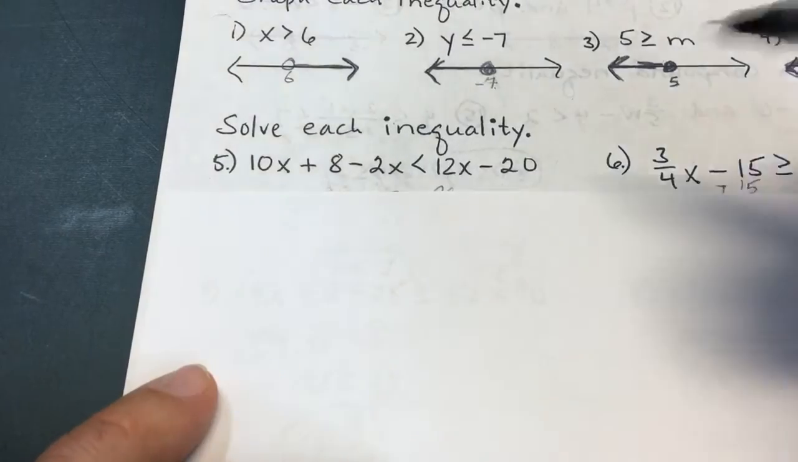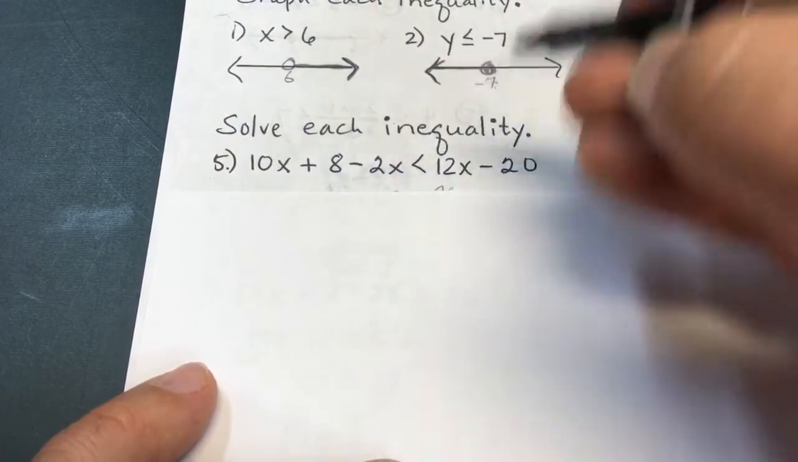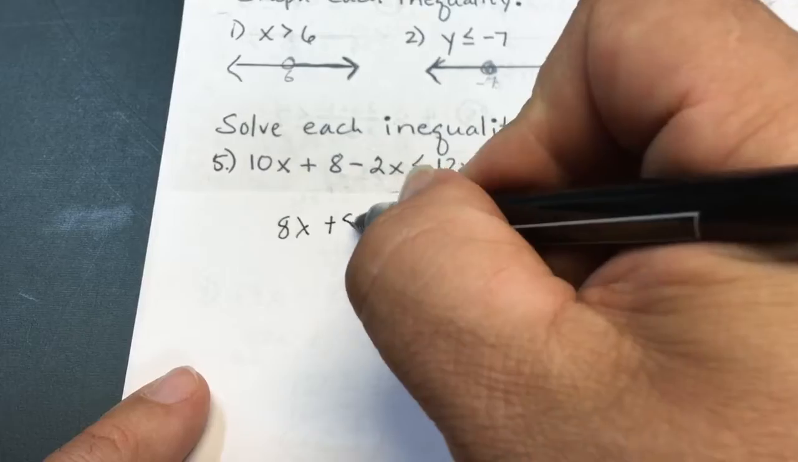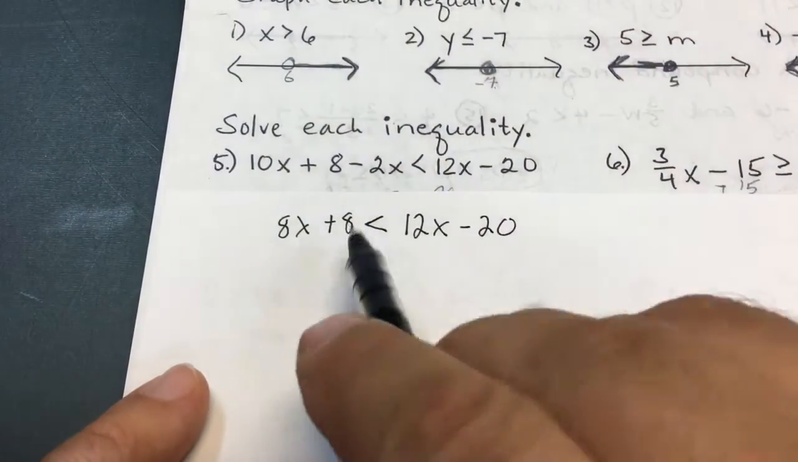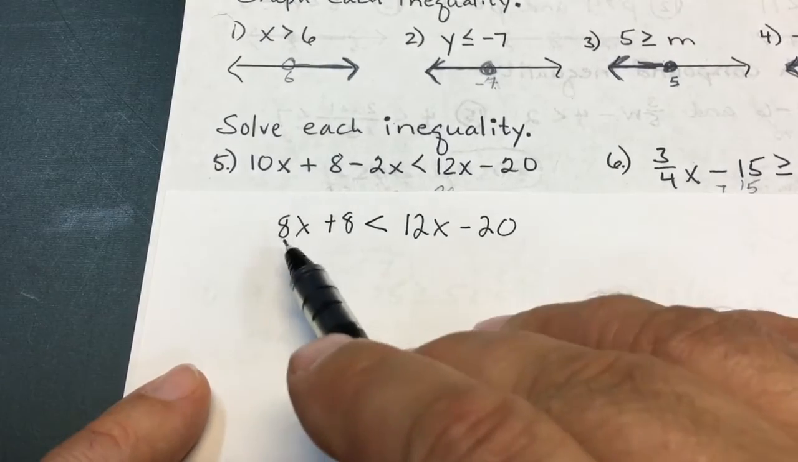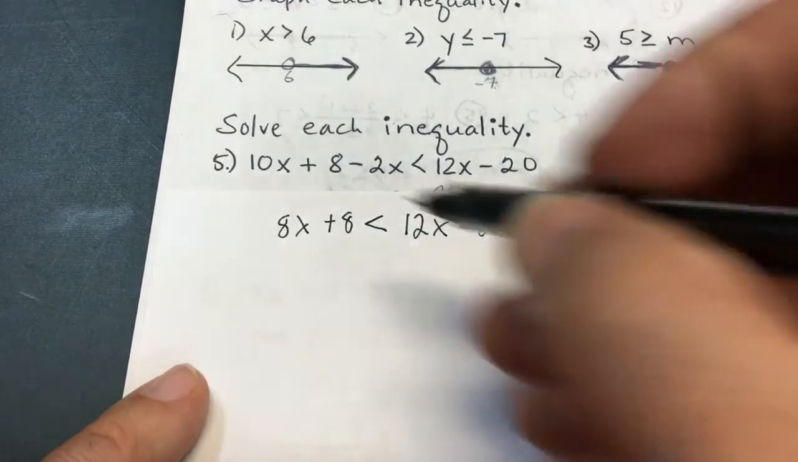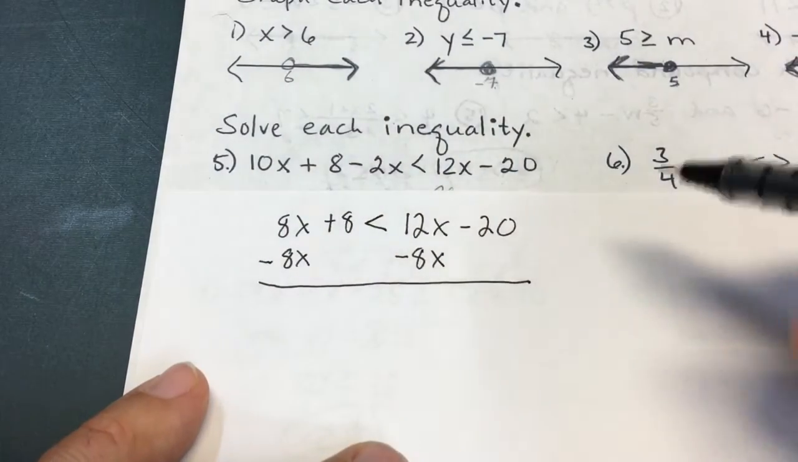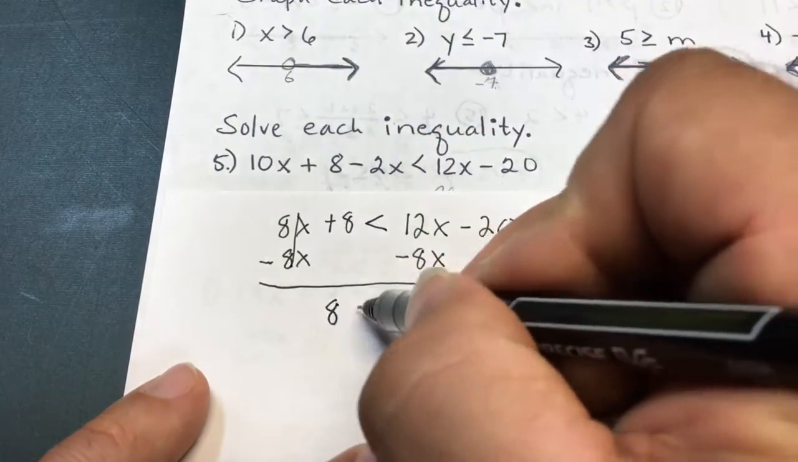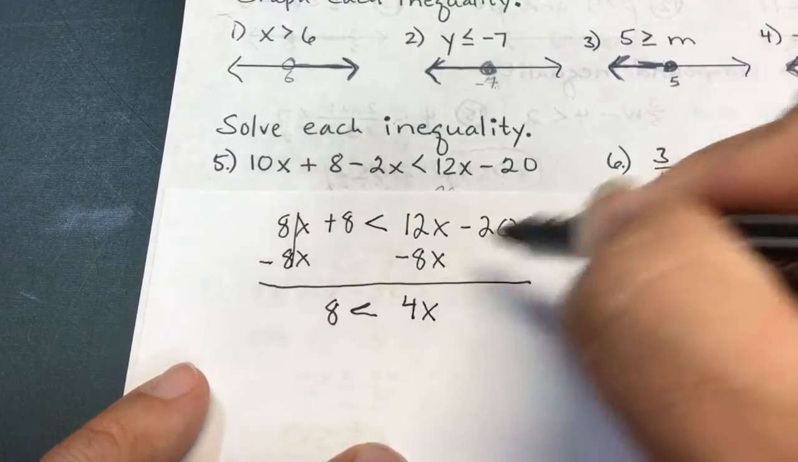I don't want to solve that inequality, so I'm going to CLT. I'm going to combine like terms. So 10x minus 2x, that's going to give me 8x plus 8 is less than 12x minus 20. So now I want to get the variables on one side. So I'm going to deal with the 8x first. What's the opposite of plus 8x? That's minus 8x. I like to deal with the smaller variable. This method doesn't work 100% of the time, but most of the time you'll get away with it. So that's going to give me 8 is less than 12 minus 8 is 4x minus 20.